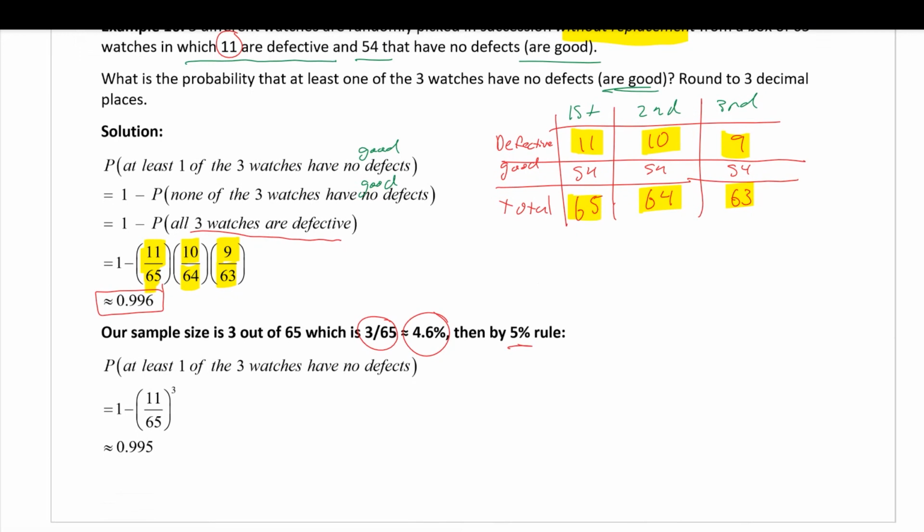So that's what we do here, right? That right there is 1 minus 11 out of 65 times 11 out of 65 times 11 out of 65. And if you do that math, you'll get this as your answer. These are close enough, and the reason for that is because our samples are less than 5% of the population. So in some cases you can just treat events as independent even though they're technically dependent. And so it's that 5% rule.